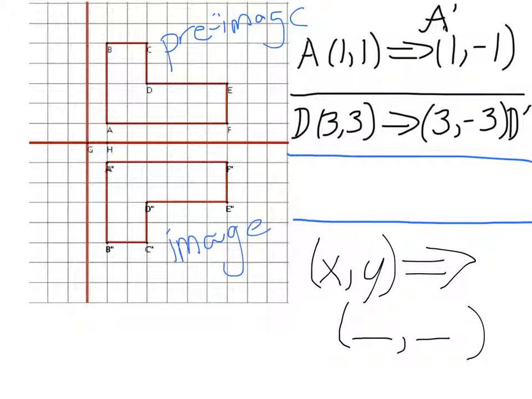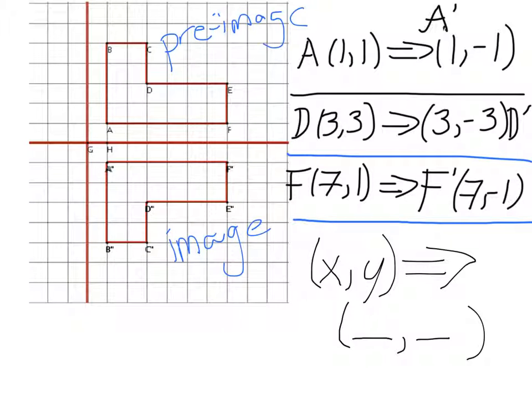Alright, let's do one more. Maybe let's talk about the point F. So it looks like F is at 1, 2, 3, 4, 5, 6, 7, 1. So I'm going to write that out. F is (7, 1), and that's going to this new point, (7, -1). So that's F prime, and we're looking at (7, -1).